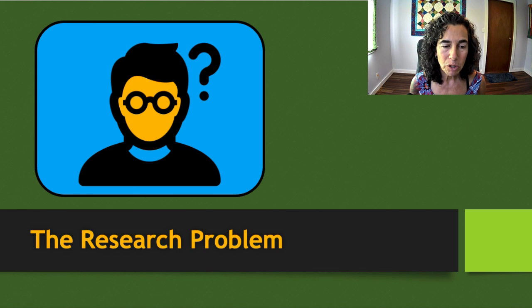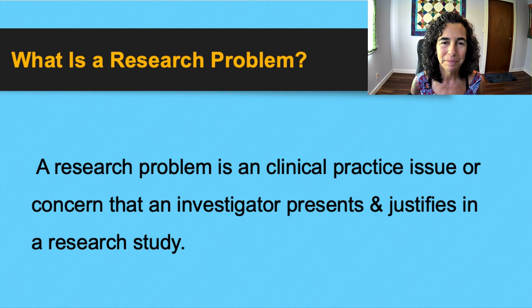So the research problem, and we're on slide 23 of 31. So you're in the home stretch, guys. A research problem is an issue or a concern that an investigator presents and justifies in a research study. So it's the problem of does sensory integration or perceptual motor intervention work better, right, for kids with autism and fine motor issues?